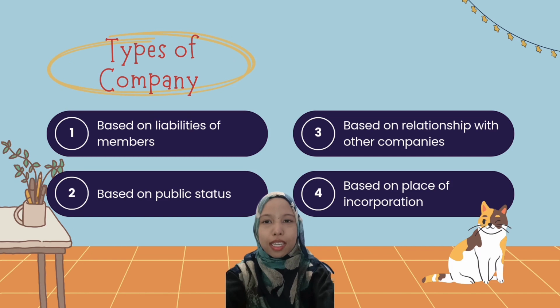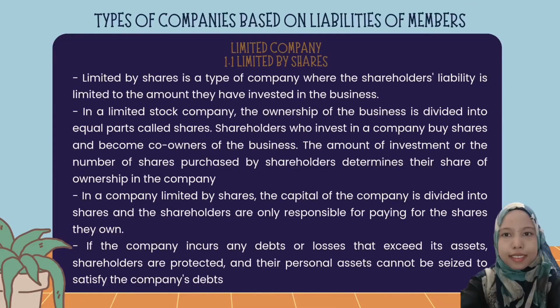Today, I will present about the types of company. There are 4 types of company. First, based on liability of members. Second, based on public status. Next is based on relationship with other companies. And lastly, based on place of incorporation. First is the basis of liability of members. There are 2 types based on the liability of members, which are limited company and unlimited company.